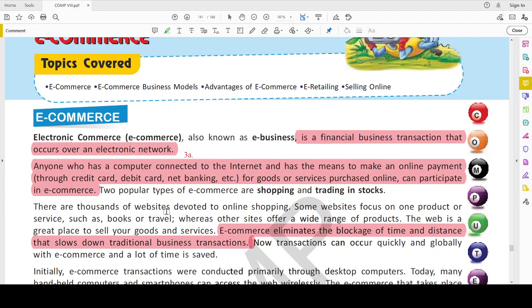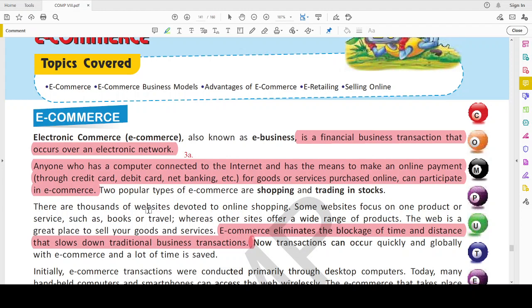And from your previous classes, you know what a website is. It's nothing but a server computer that is hosting the site. A particular website has a number of web pages related to it. The home page has all the connections to the other pages of the site, so you can reach the other pages through the home page.